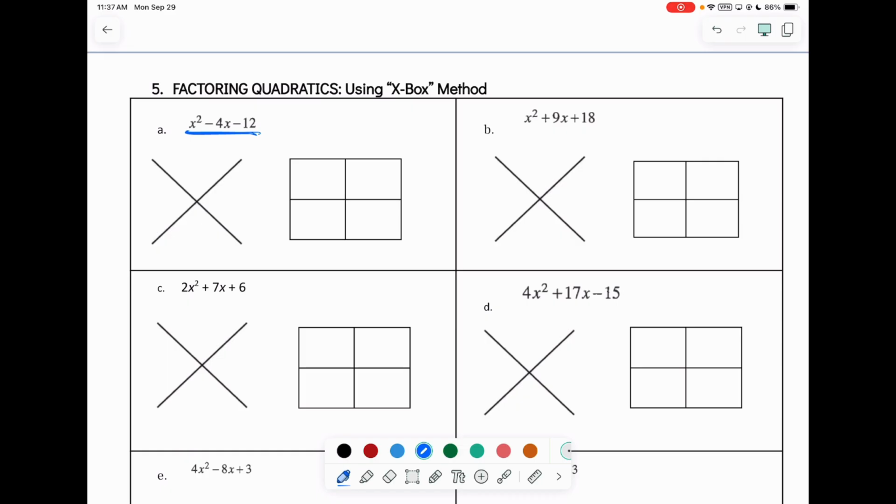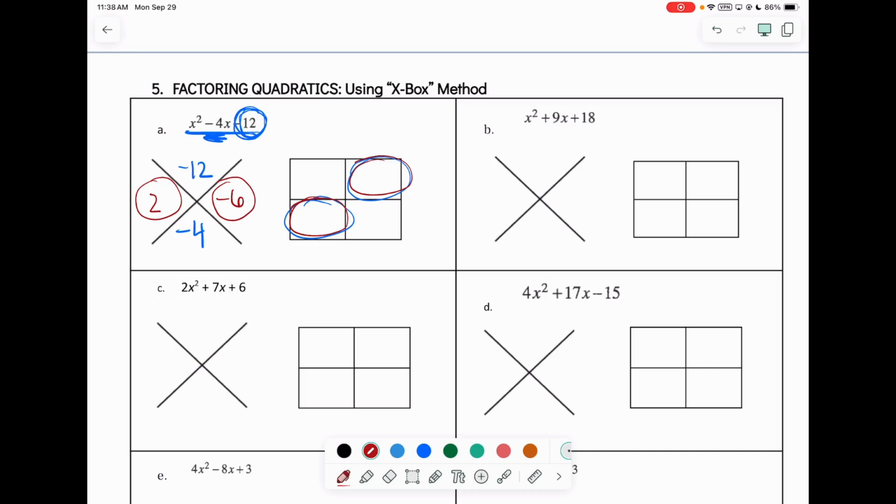Okay, I need you to put the C value with the sign on top. And then the b value needs to go on the bottom of the x. Okay? When you do that, you can find the two numbers that would actually end up here. So what are the two numbers that you can multiply to get negative 12 and add to get negative 4? Yeah? 2 and negative 6?